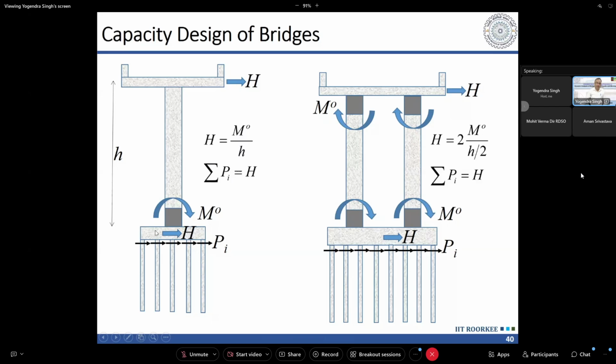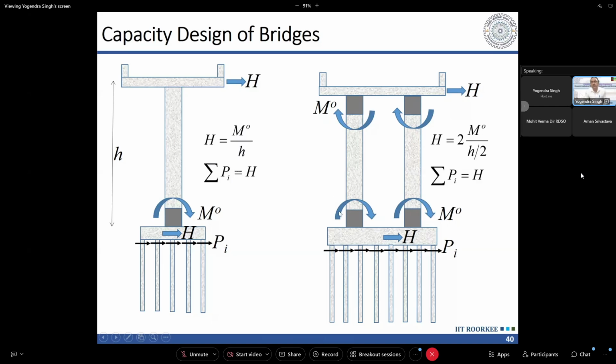And the same force H will be transferred to the foundation, and in the foundation, if it is a pier cap or a pile group type of foundation, then from the pier cap it will be transferred to different piles, and the total sum of these pile forces should be greater than this H. So if it is just equal to H, then there is a possibility of formation of the plastic hinge either at the pier or in the piles. But we have to ensure that the total capacity of the piles should be more than the force occurring in the pier when the pier is yielding.